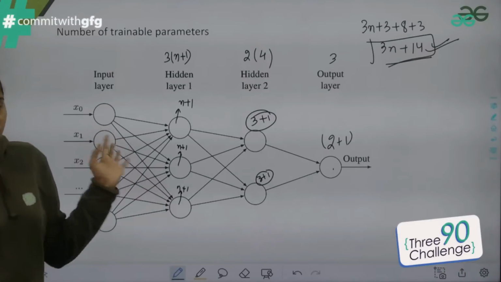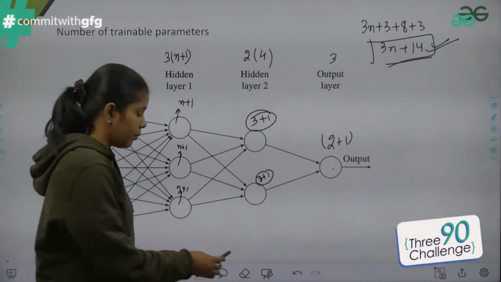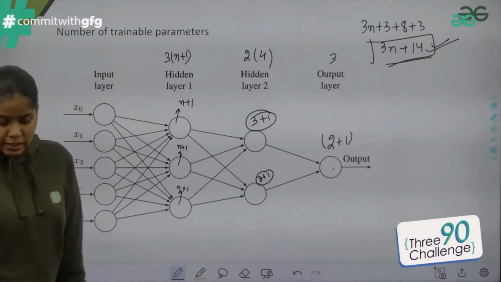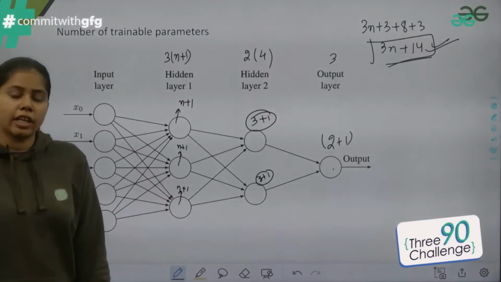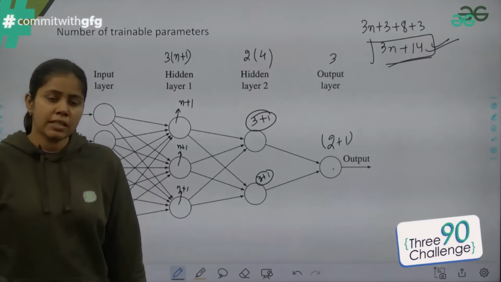Right, so that's how you can easily find the number of trainable parameters. Let me know, guys, if there is any confusion in finding trainable parameters. Otherwise we'll move to the next question.